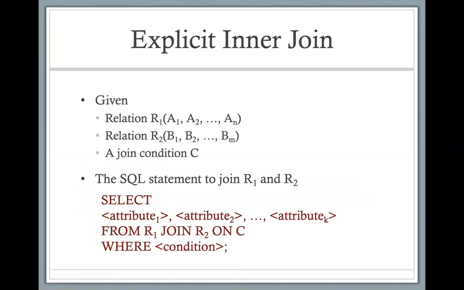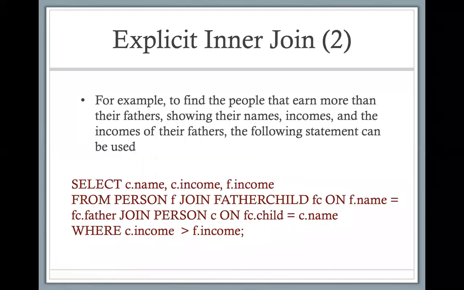So I can also do explicit inner join. Given 2 relations R1 and R2, SQL allows you to do inner join by using the keyword join explicitly. So instead of saying select blah, blah, blah from R1, R2, where you put the join condition C in the where clause, you can say select a list of attributes from R1 join R2 on the join condition, and you can additionally add some selection, where some condition holds, different from the join condition. Let's see an example on this.